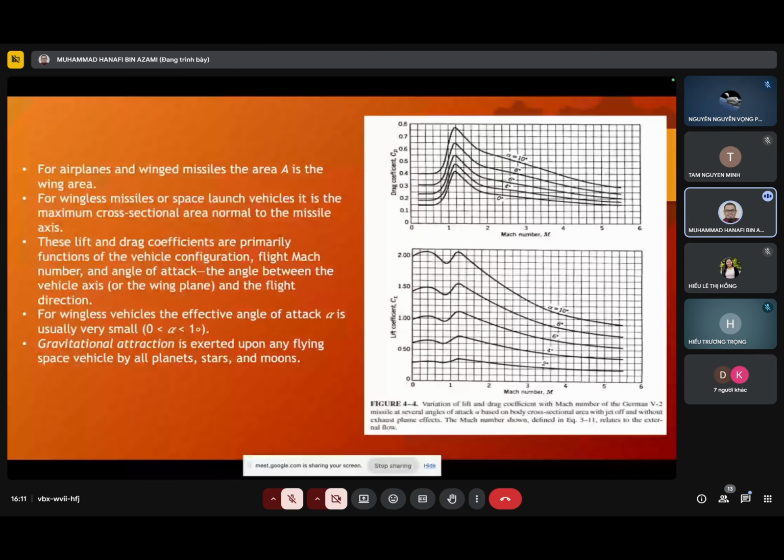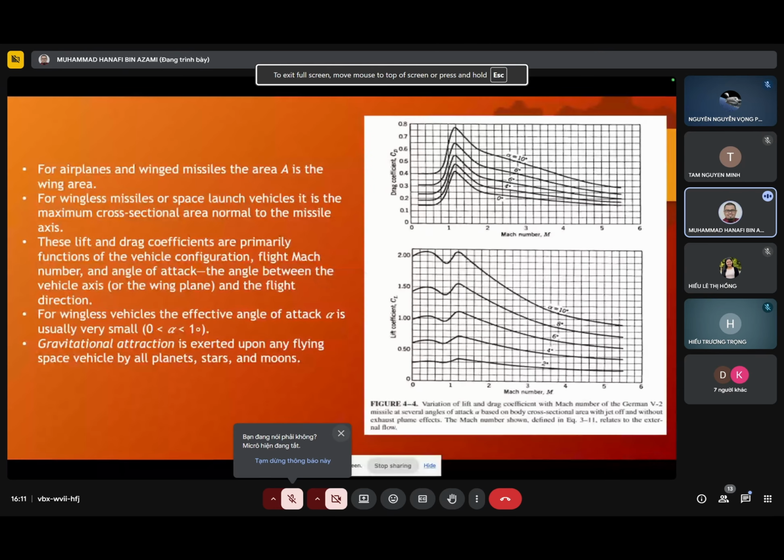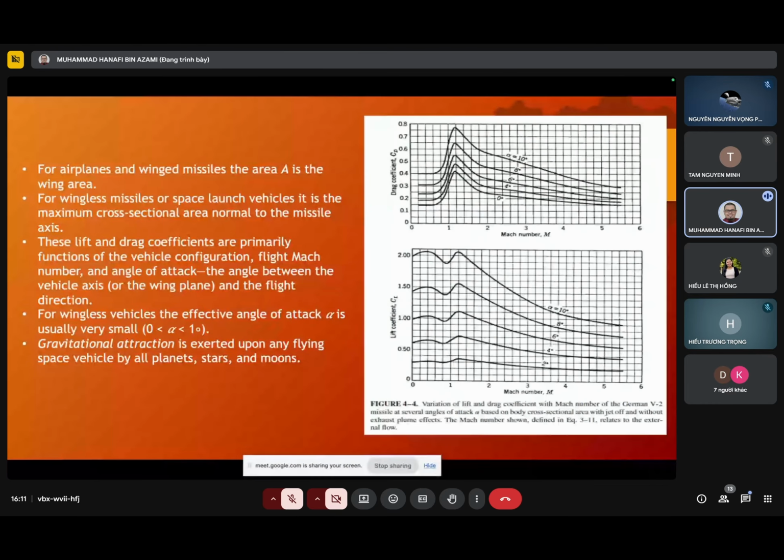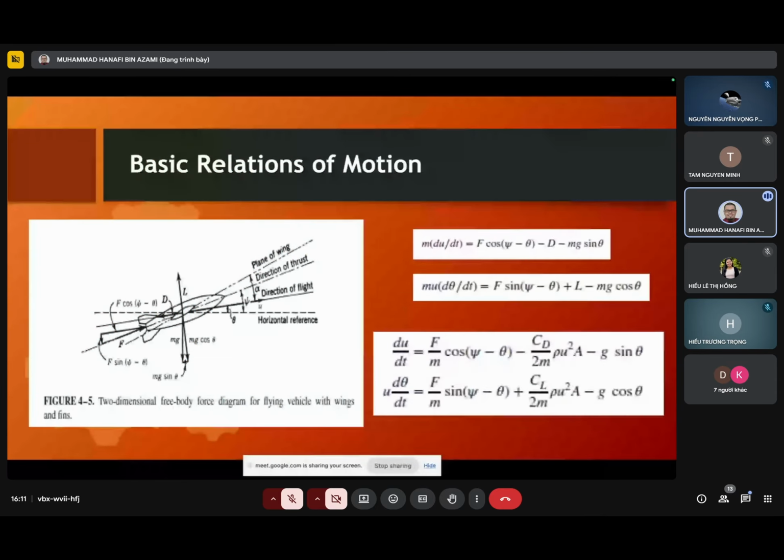It plays a role in stability, and also if it is a guided rocket, this fin can be helpful, where they have a control surface at the fin, which is much easier compared to having a gimbal thrust vector control at the nozzle. So this is the basic relation of motions of a rocket.